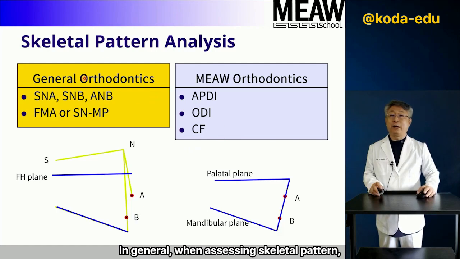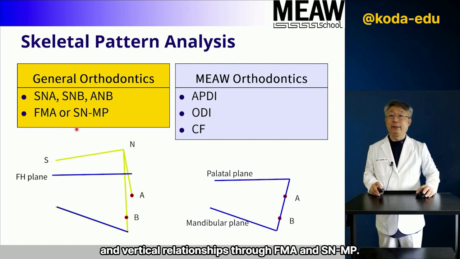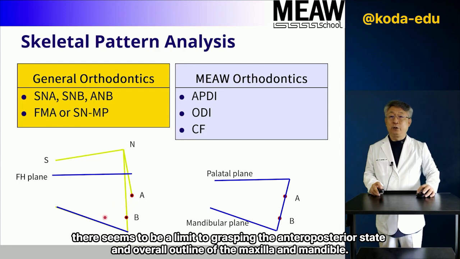In general, when assessing skeletal pattern, many orthodontists see the anteroposterior relationship through SNA, SNB, and ANB, and vertical relationships through FMA and SNMP. When each point and line is expressed as SNA, SNB, ANB, FH, and mandibular plane, there seems to be a limit to grasping the anteroposterior state and overall outline of the maxilla and mandible.